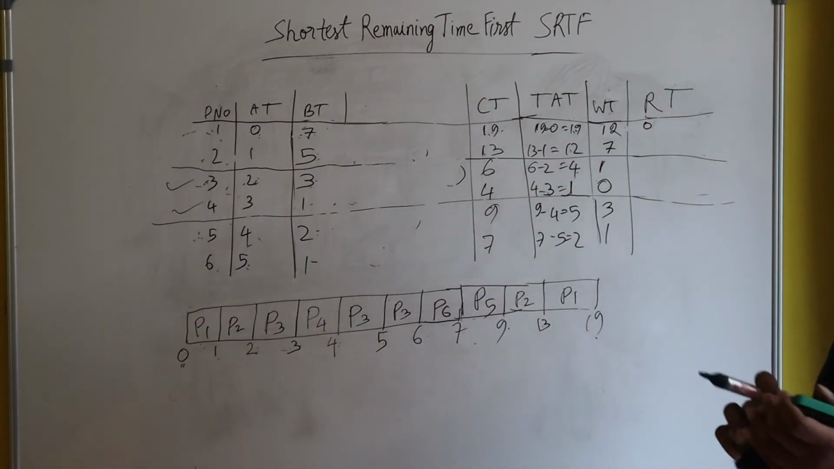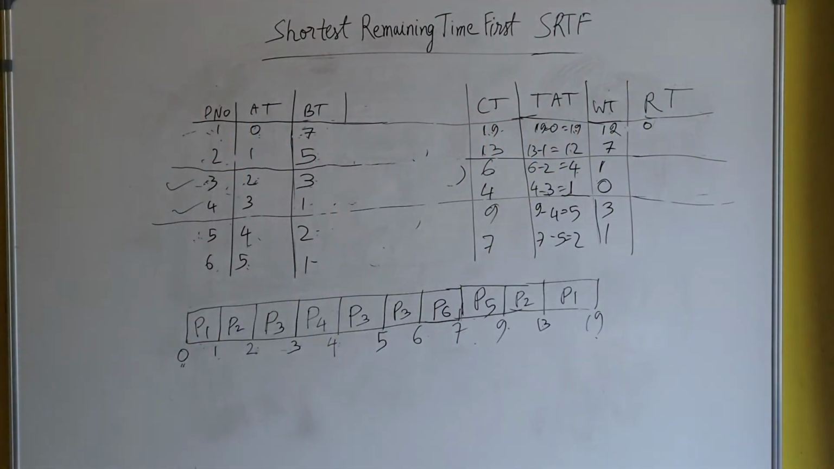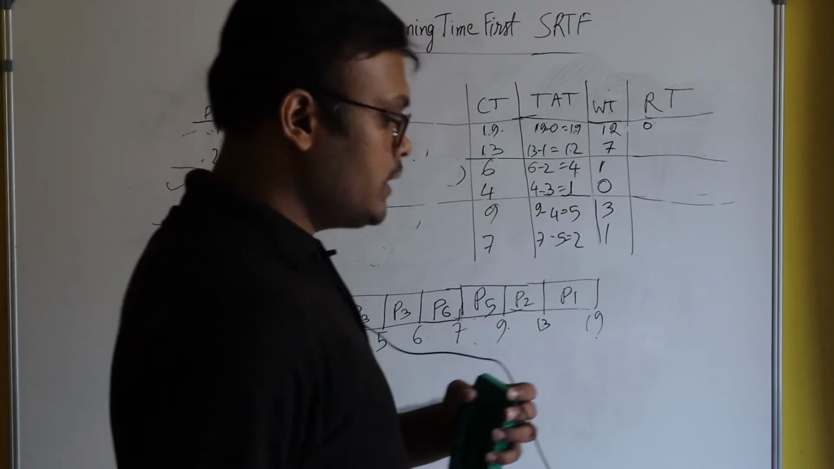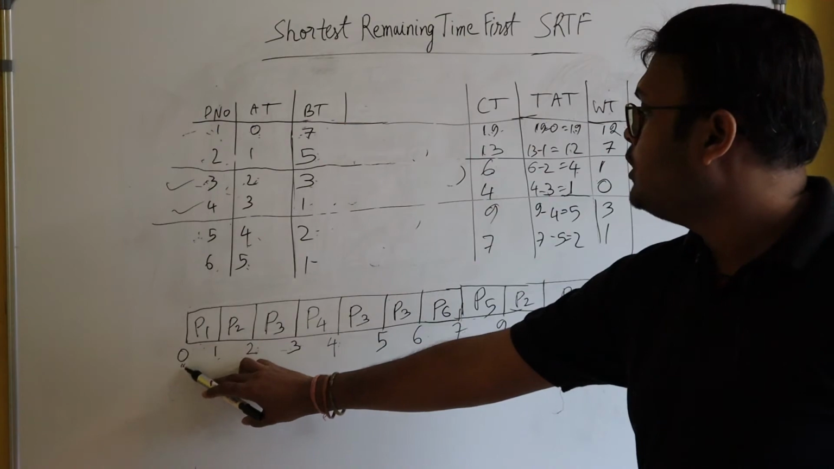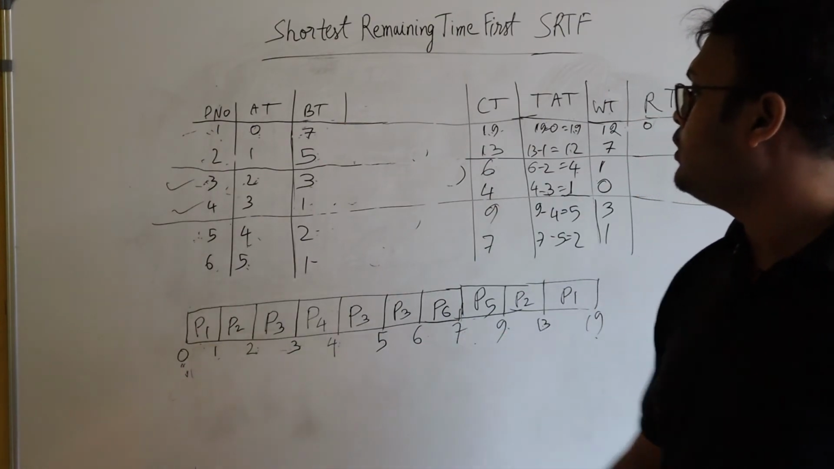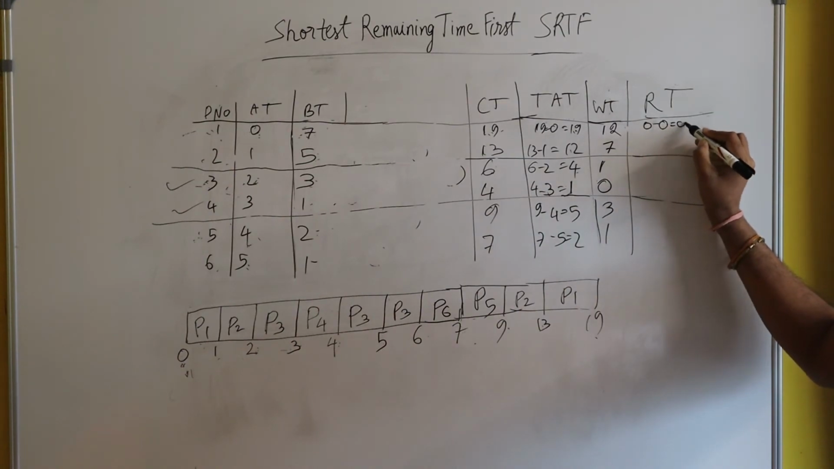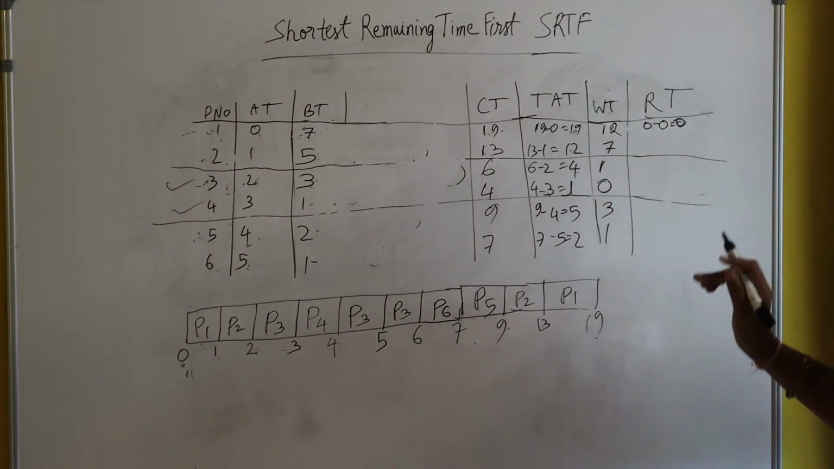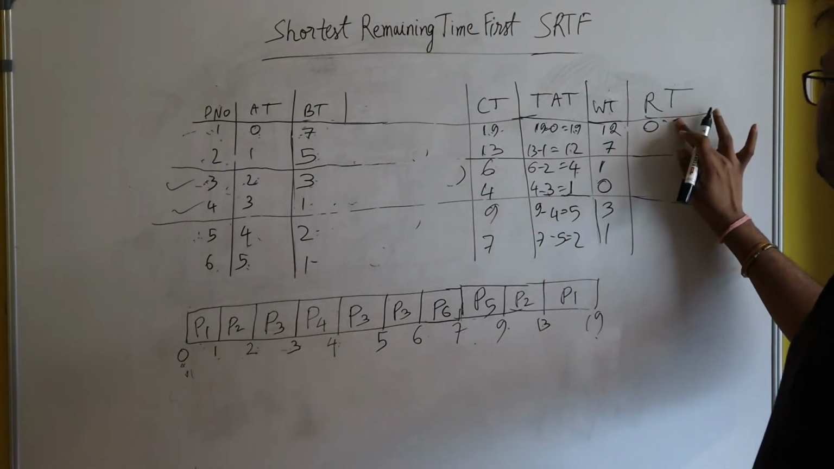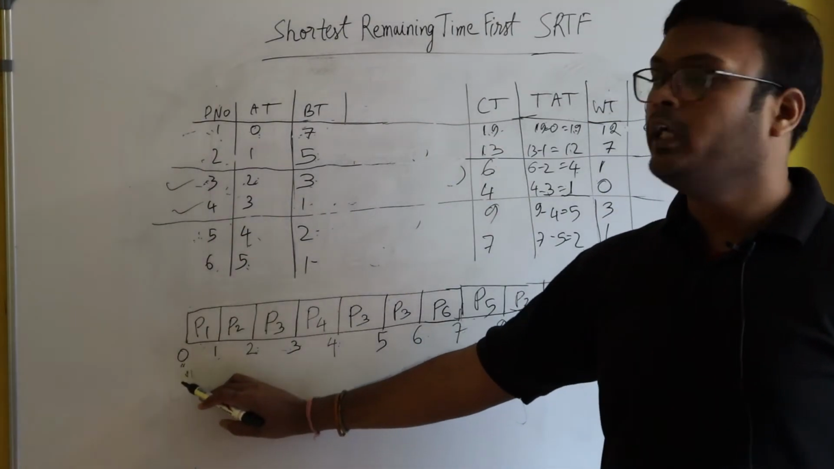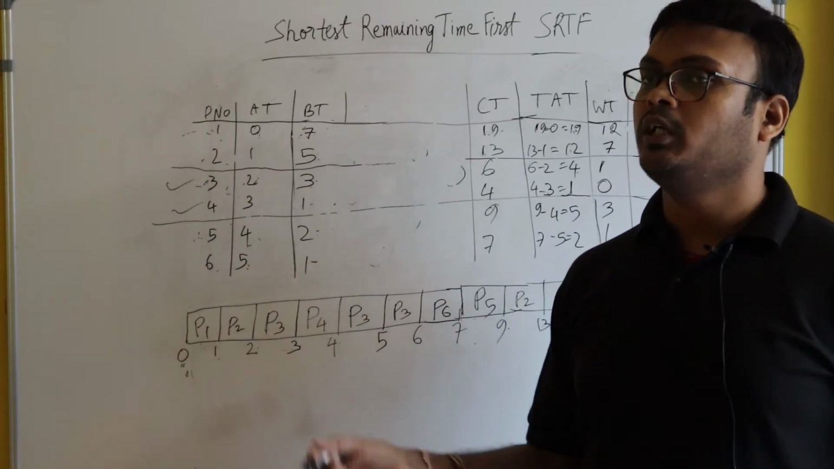What is the response time of P1? P1 arrived at t is equal to 0 second and immediately got scheduled at t is equal to 0 second. So response time of P1 is 0 minus 0 is equal to 0. Here directly I will write. It means just after entering the ready queue, P1 immediately started to give response, immediately got scheduled.